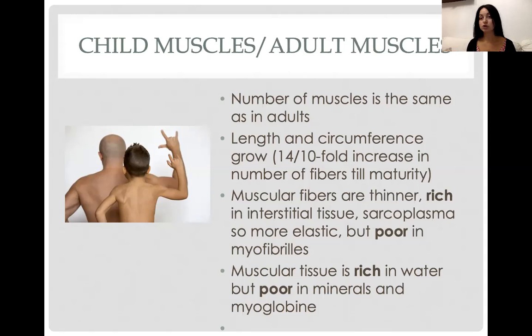And as well as all other tissues, muscular tissue is rich in water. I have already told you that all organs and systems of a child's body are rich in water, but poor in minerals and myoglobin. But still, myoglobin is present. That's why once destroyed, it may be an additional source of bilirubin formed, for example.